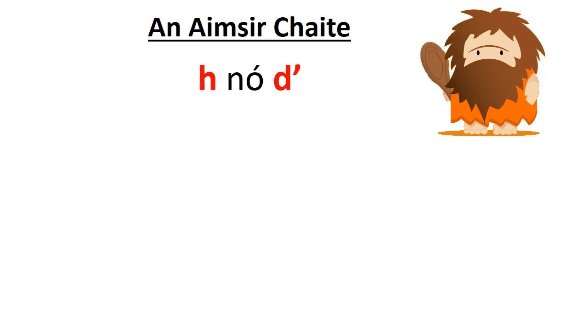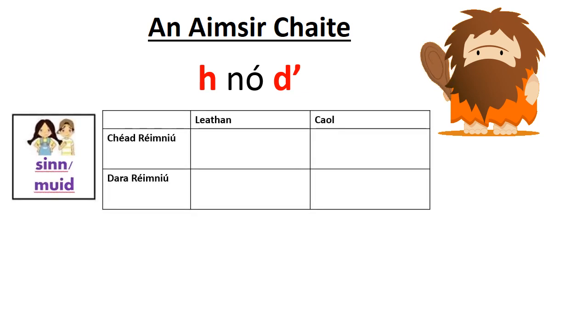So it's a H for a consonant if it's one of the consonants that can take it, and remember they can't all take a H, or a D apostrophe on a vowel. The only other real difference in the aimsir caite is that when we're using sinn or muid, we add on an ending. So we get our sinn and our muid and we kind of absorb it into the verb. This happens in the other tenses as well, and it also happens in the aimsir láithreach with mé. But in the aimsir caite, the only time we do this is for we.